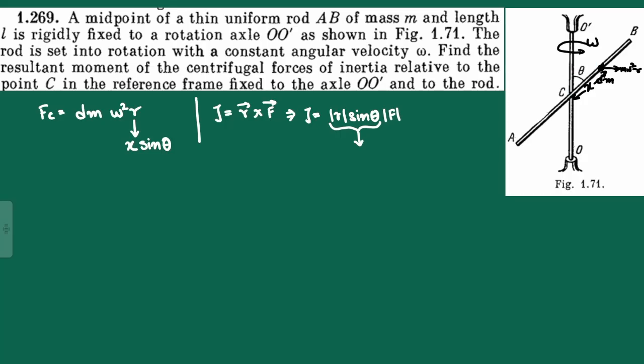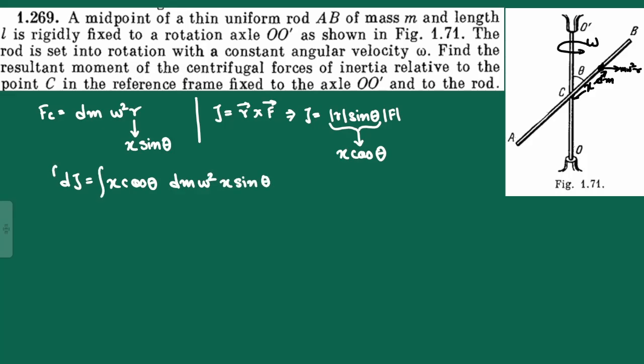So r sin theta is effectively nothing but x cos theta, that means this much distance. Understood? So if I write the elemental torque due to elemental mass, it is nothing but x cos theta into the value of force, dm omega square r, or x sin theta.